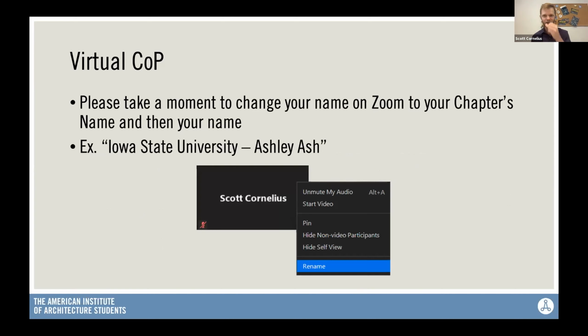So a little more about virtual COP. Please take a minute, I think that it will remain, but make sure of this tomorrow, especially when we start at 11, to change your name on Zoom to your chapter's name and then your name. So for example, if Ashley Ash were the chapter president at Iowa State, she would make her Zoom name Iowa State University - Ashley Ash. And that's a little screenshot of where you can rename yourself.